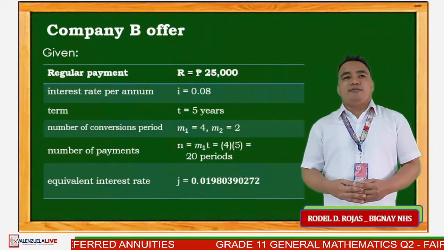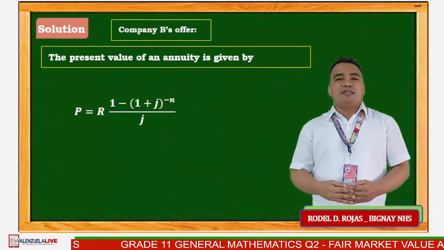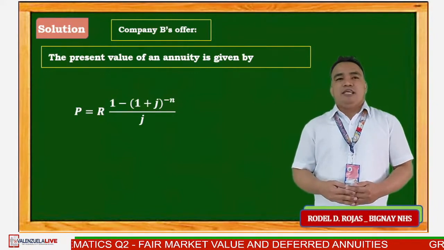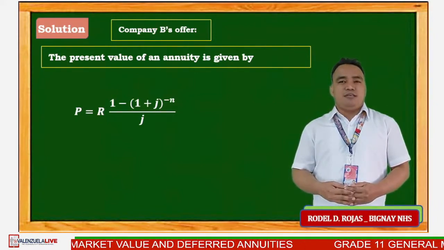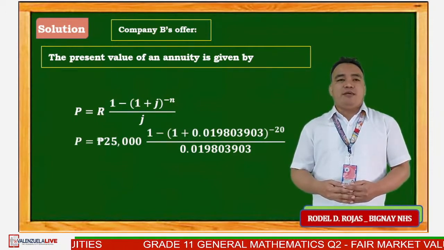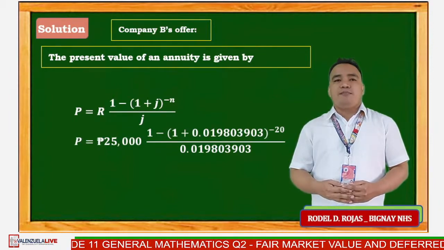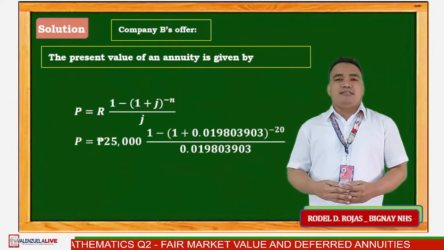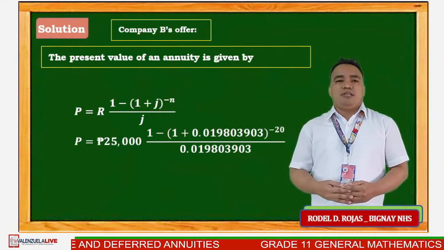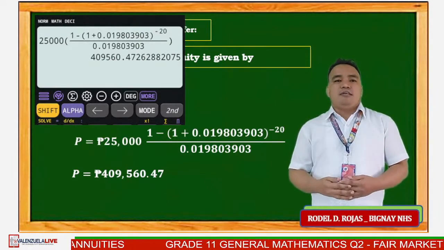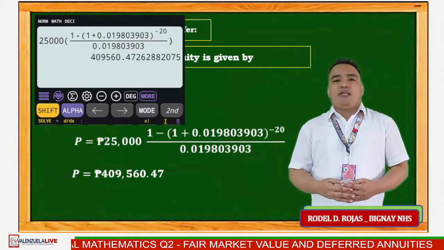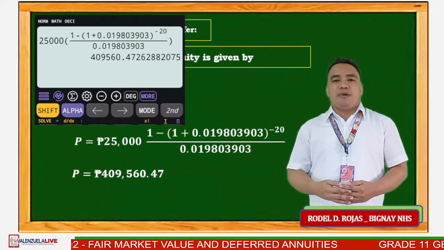Next is to solve for the present value. The formula is P equals R times 1 minus the quantity of 1 plus J raised to negative N, all over J. R equals 25,000, J equals 0.0198039027, and N equals 20. So by substitution, it will become P equals 25,000 pesos times 1 minus the quantity of 1 plus 0.0198039027 raised to negative 20, all over 0.0198039027. Using the scientific calculator, the answer is 409,560.47 pesos. Therefore, P equals 409,560.47 pesos.